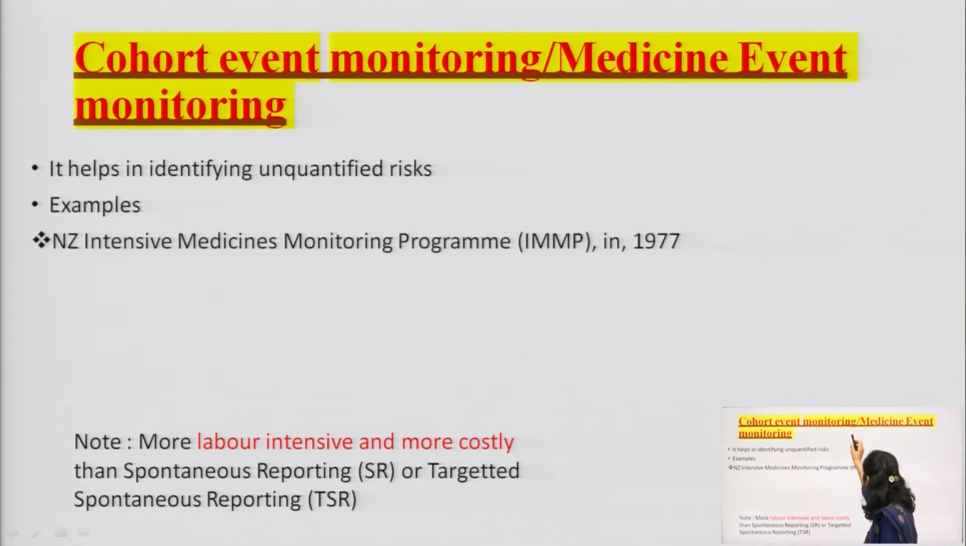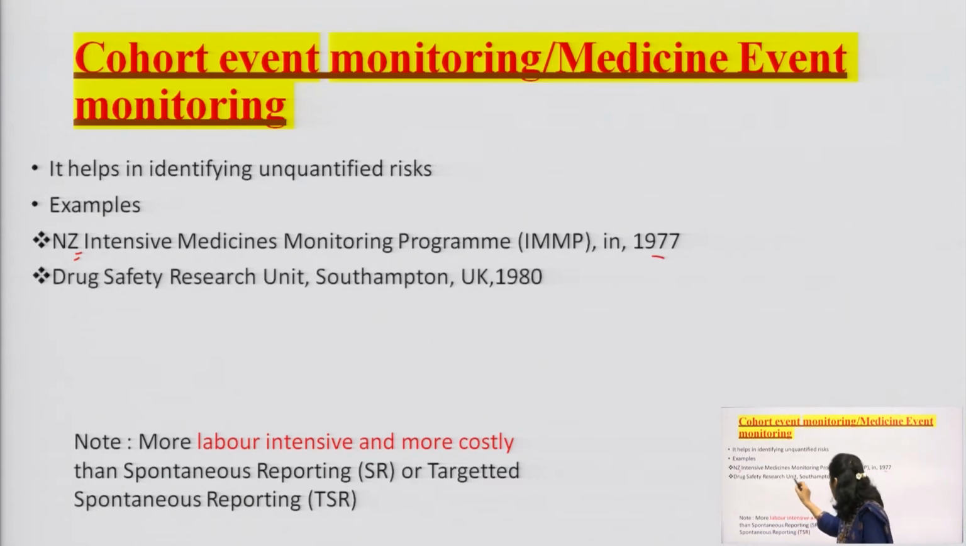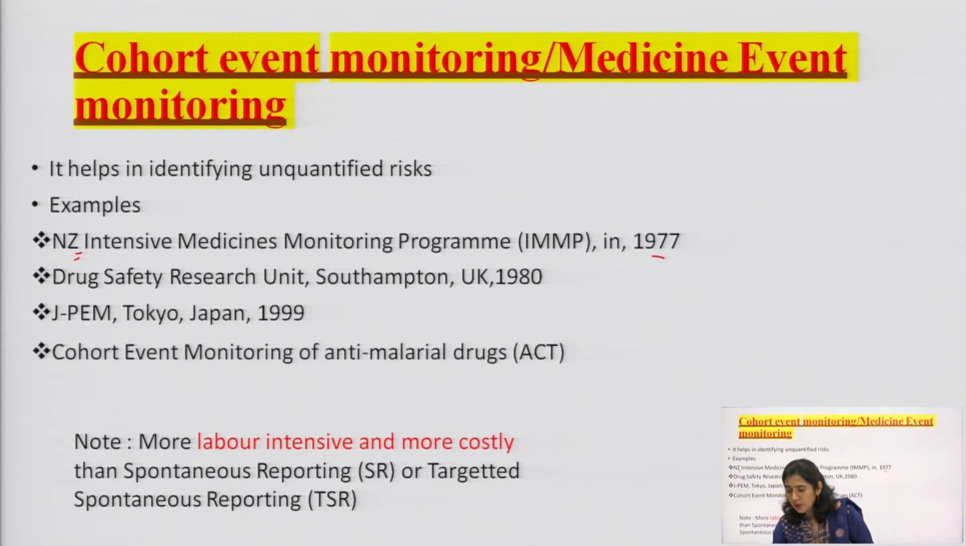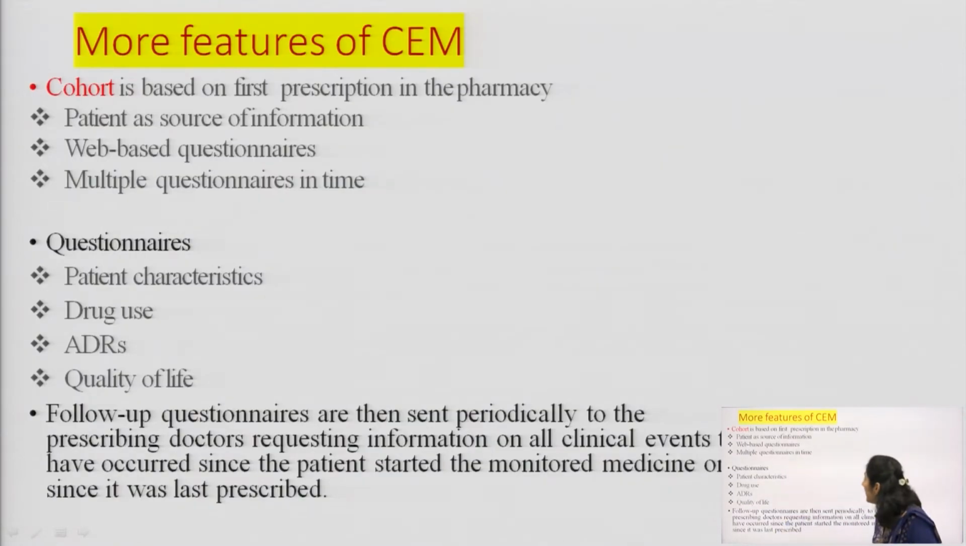For example, a lot of cohort event monitoring is done by New Zealand, and the program name was New Zealand Intensive Medicine Monitoring Program in 1977. Drug Safety Research Unit Southampton, as I have told you, done by Bill Inman. Japan Prescription Event Monitoring in 1999. And cohort event monitoring of anti-malarial drugs is done under Pharmacovigilance Program of India. Please remember, this is more labor intensive and more costly as compared to spontaneous reporting and targeted reporting, which were passive pharmacovigilance methods. More features, the cohort is based on the first prescription in the pharmacy.